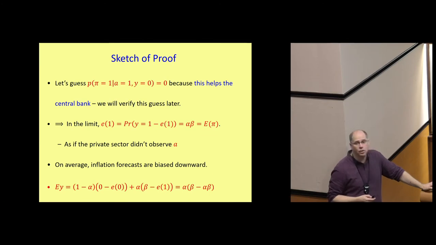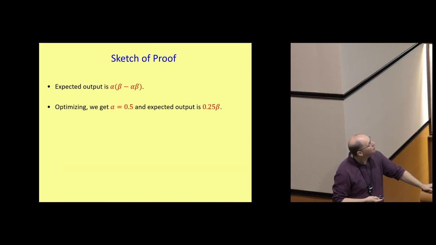Now we can calculate what the expectation of Y is. When the central bank doesn't inflate, there's no mistake. When the central bank tries to inflate, this is the correct probability of high inflation, and this is the subjective probability of high inflation, and here you get a boost to output, and then you can solve it and get alpha zero.